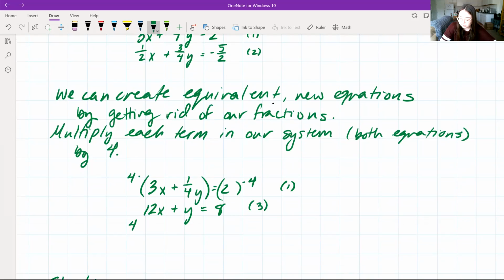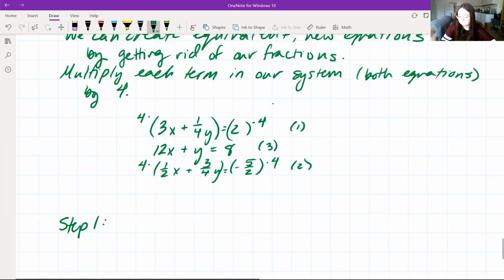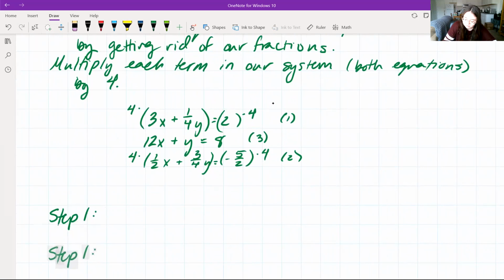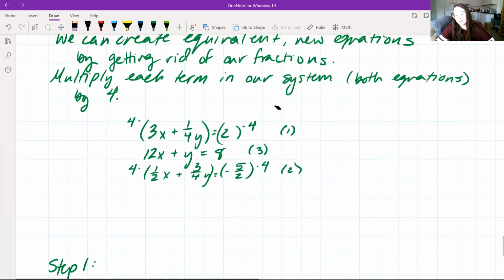Now we're also multiplying 4 into our second equation where we had 1/2 x plus 3/4 y is equal to -5/2. This was our second equation. All right, so we're multiplying by 4. 4 times 1/2 is going to be 2x. 4 times 3/4 is going to be 3y. And 4 times -5/2 is going to go ahead and give us -10.